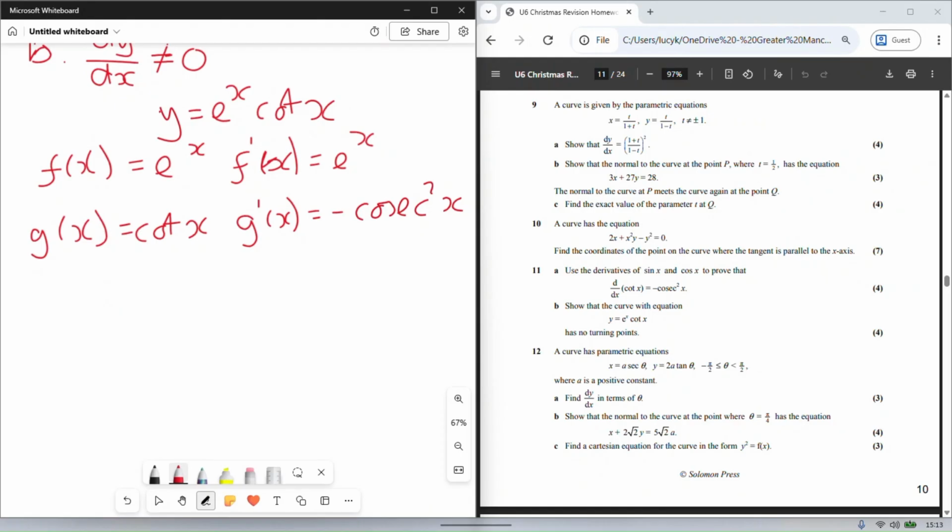So then let's work out what dy by dx is going to be. So g of x times f dash x, that's just e to the x cot x. And then that'll be plus f of x times the first derivative of g of x. But I can see it's minus cosec there, so it's going to become plus instead. So it will be e to the x cosec squared x.